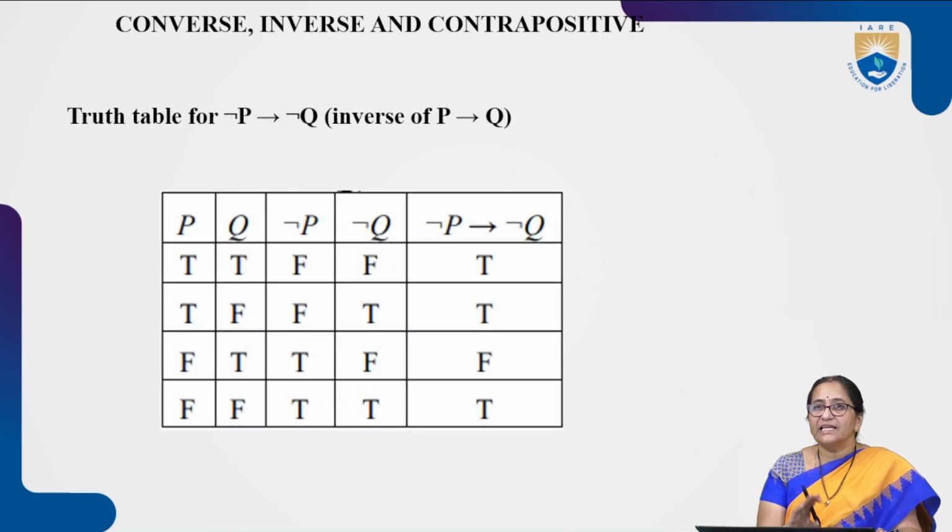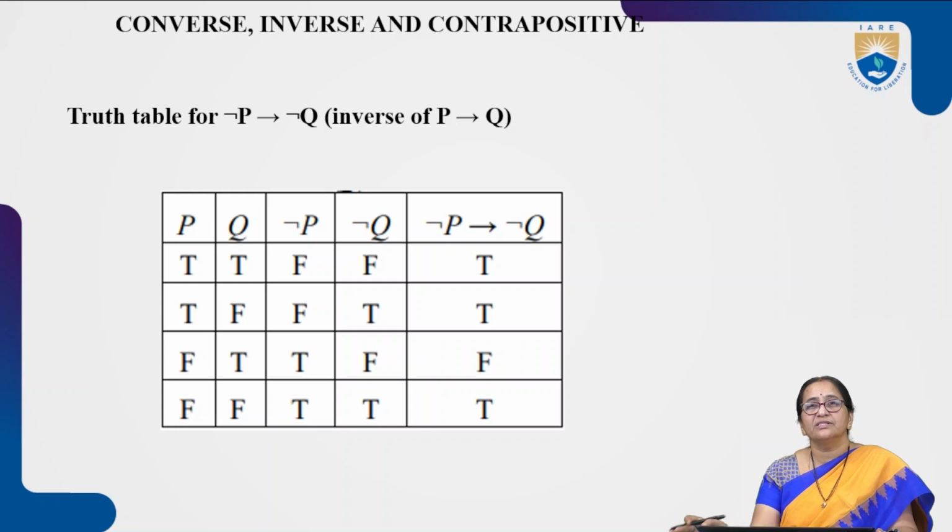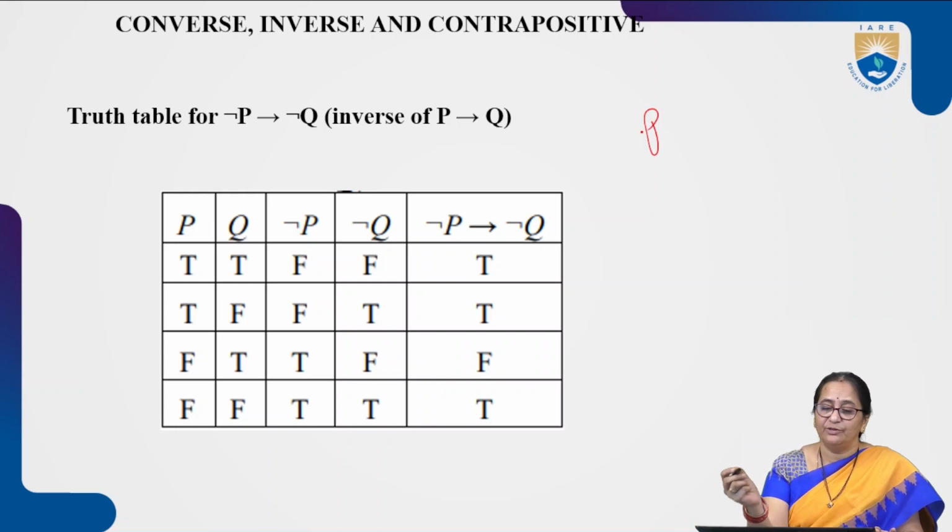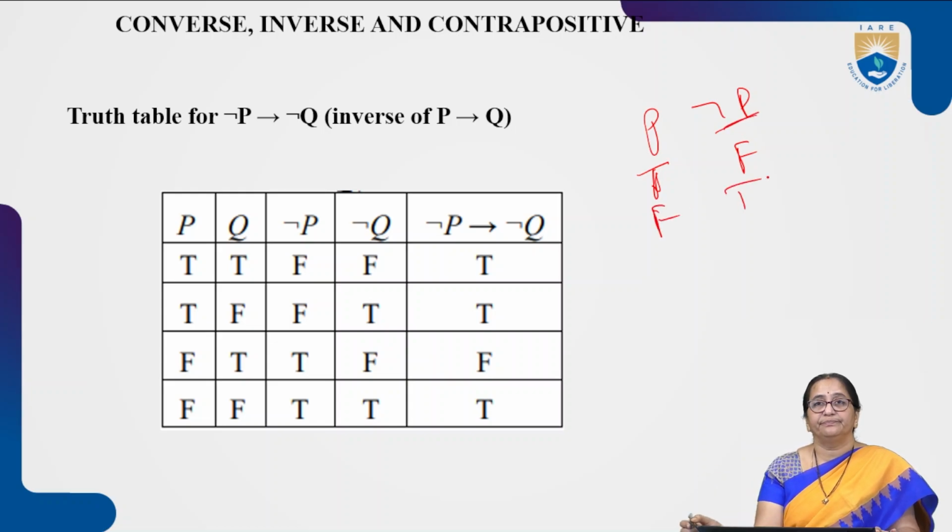Inverse means negation P to negation Q. For that purpose, we need to calculate the negation P and negation Q values. How can we calculate? We know the P value. If the P value is T, then the negation P value is false. If the P value is false, then the negation P value is T. Like that we can say.